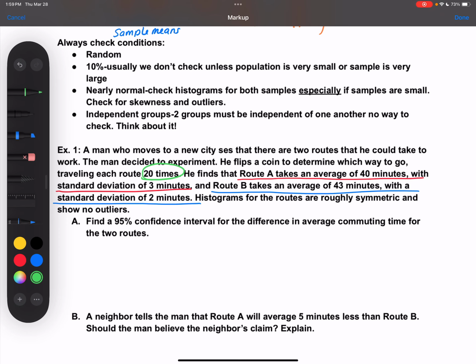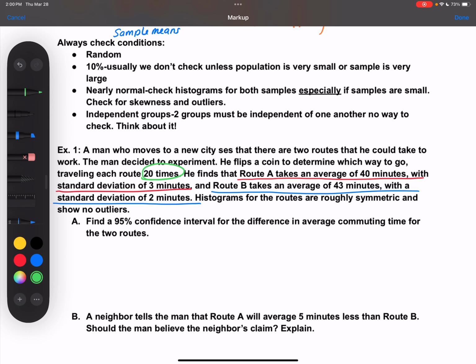They tell us that histograms for the routes are roughly symmetric and show no outliers, because we need to know that it's nearly normal, and we don't have the ability to actually check that. So, find a 95% confidence interval for the difference in the average commuting time for the two routes. First of all, are our conditions met here? Is it random? Yeah. 10%? Yeah, it's less than 10% of the times he travels it. Nearly normal? Yes, because he said the stuff about the histogram.